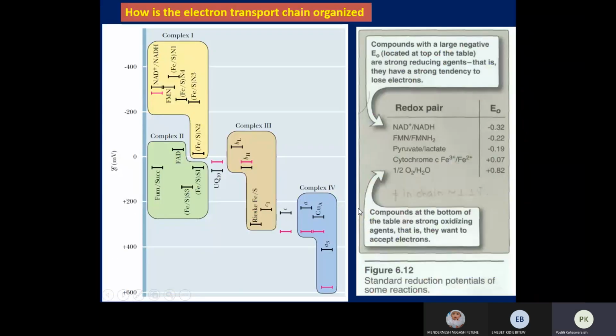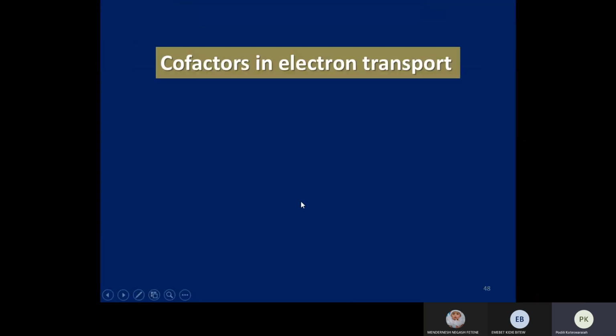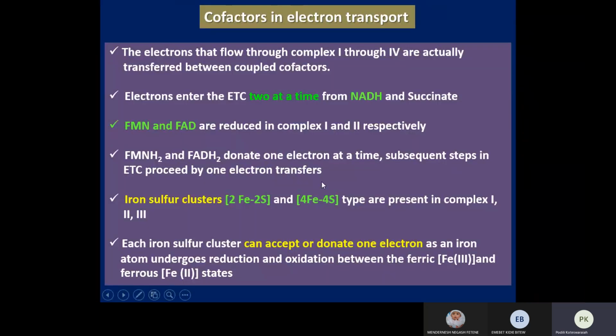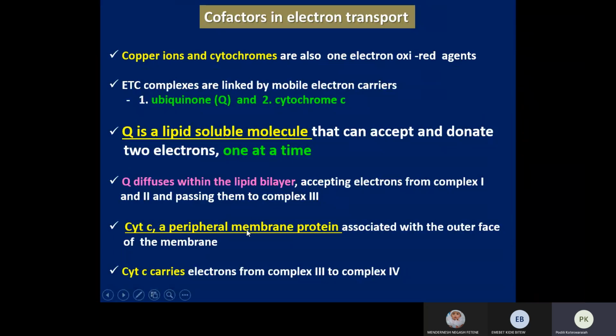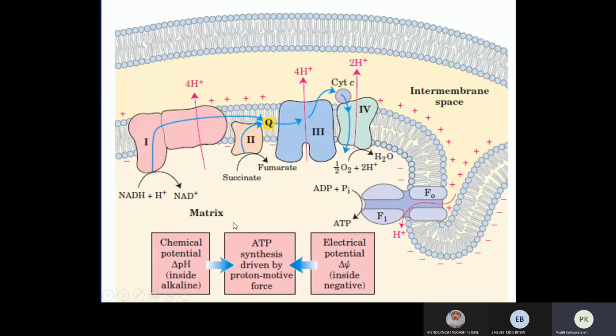Now we will see one by one. You can also see here that complex 1 is more negative, whereas complex 4 is more positive. That's why this drives the unidirectional electron flow. And as I said, there are many cofactors involved in this process: mainly FMN, FAD, the iron sulfur clusters, and also ubiquinone and cytochrome C. All these are cofactors involved in the electron transport chain. As I said, ubiquinone and cytochrome C are the mobile electron carriers. Ubiquinone is lipid soluble, whereas cytochrome C is a peripheral protein, as I said in the previous slide.